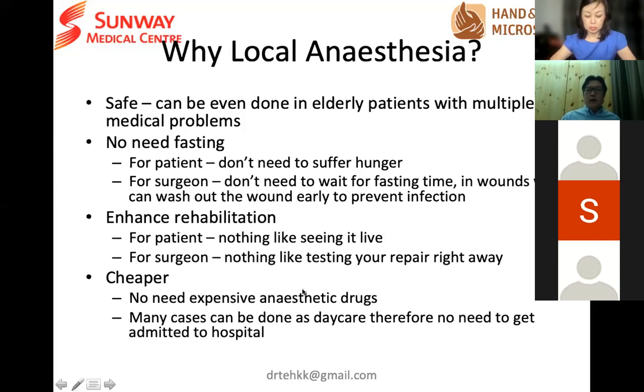And as a surgeon, I can also test whether my repair is reasonable, whether it's good. And of course, it's cheaper, because cost is a big problem for us in private practice, because there's no need for expensive anesthetic drugs. And of course, there's another colleague who has to get involved in the care of the patient, and that adds to the cost of the surgery. And because it is done under local anesthesia, you don't need to keep the patient overnight in the hospital. So again, that reduces the cost.